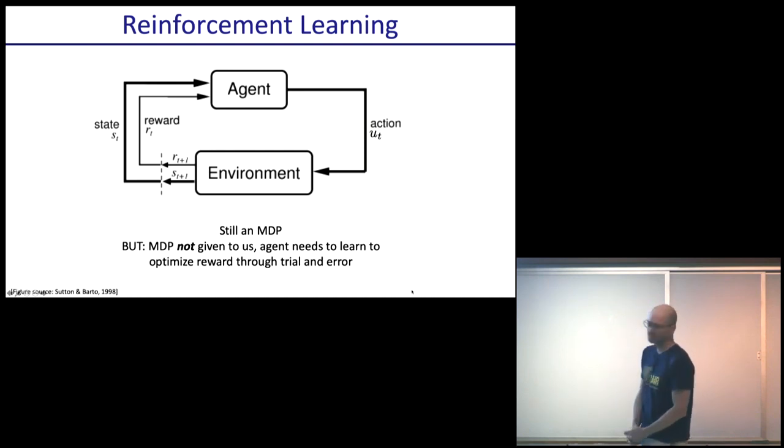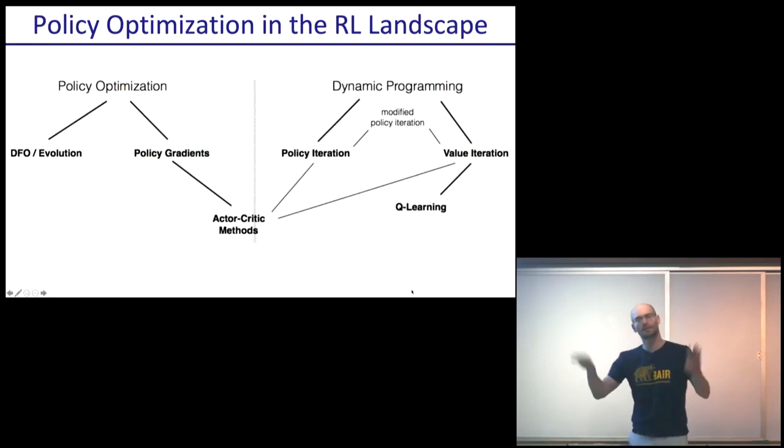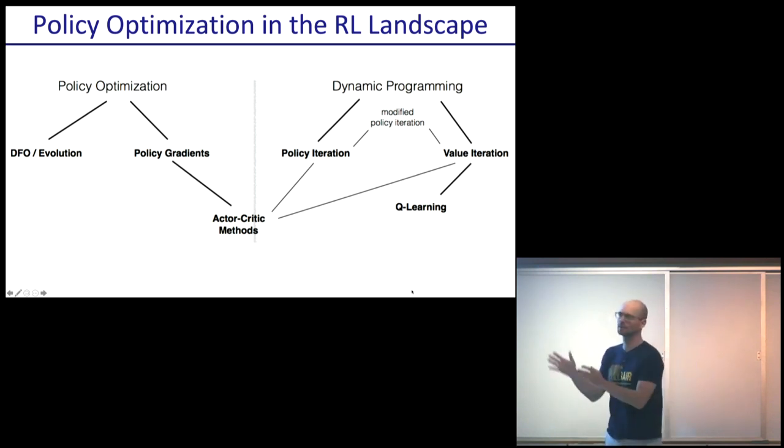Now, within reinforcement learning, there's actually quite a wide range of methodologies. And I would say there are really two big categories. There are policy optimization methods, which say, okay, what we ultimately need to find is a policy. So let's just focus on that, and let's see how we can start from some policy and improve it over time to get a better policy.